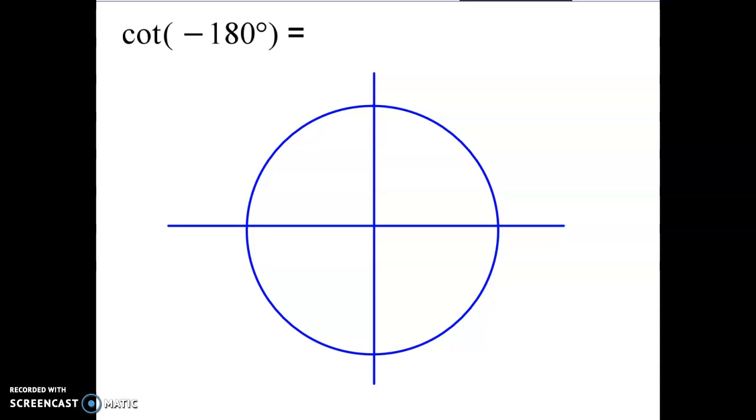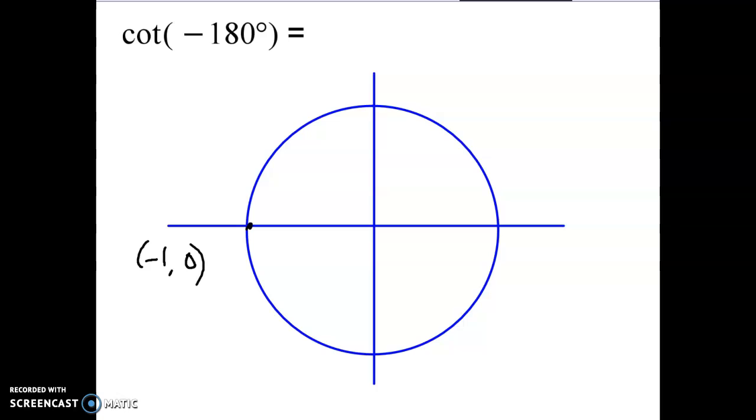All right, cotangent of negative 180. Let's move in a negative direction. I'm going to go negative 90, negative 180 right there. There's my negative 180. Again, I can do the coordinates. I went one place to the left and no places up or down. So the coordinates of that point are negative 1, 0.